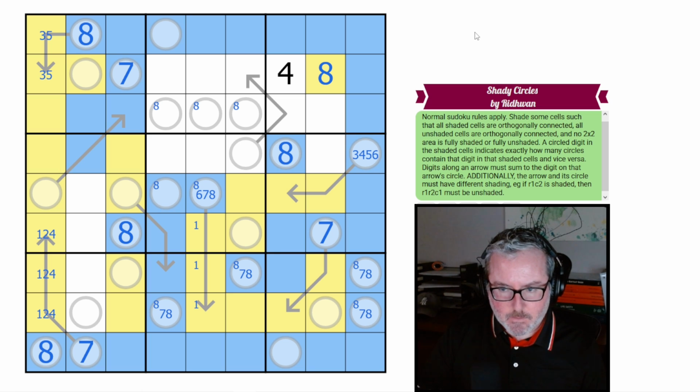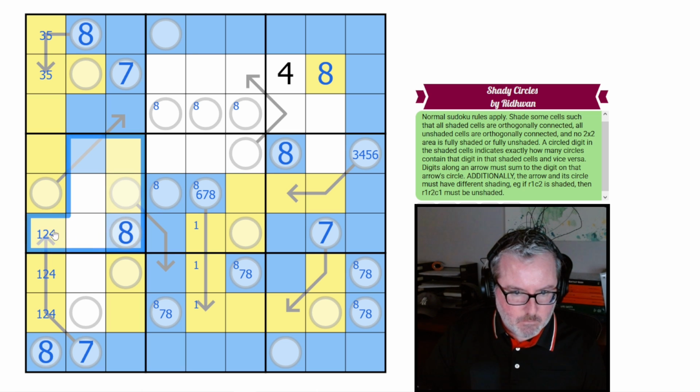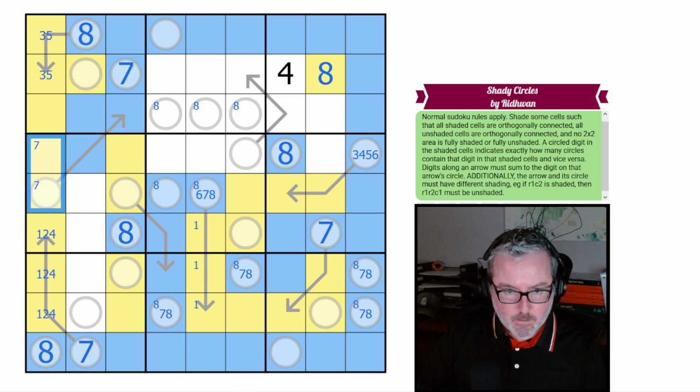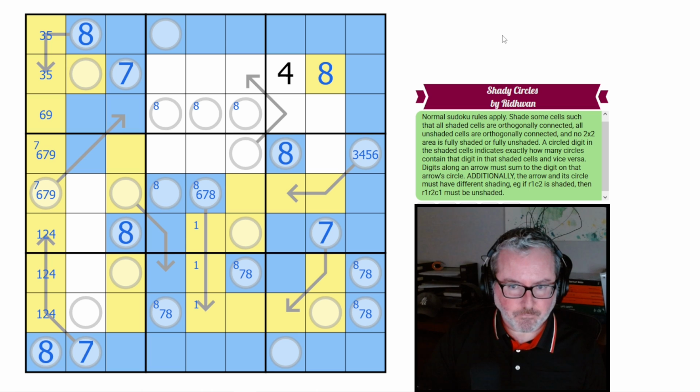What else? We don't know if this is a 7-8 pairing. We know one of these is a 7. In fact, we know that these are 6, 7, and 9, and this is not 7. We'll just put that in so we have it.